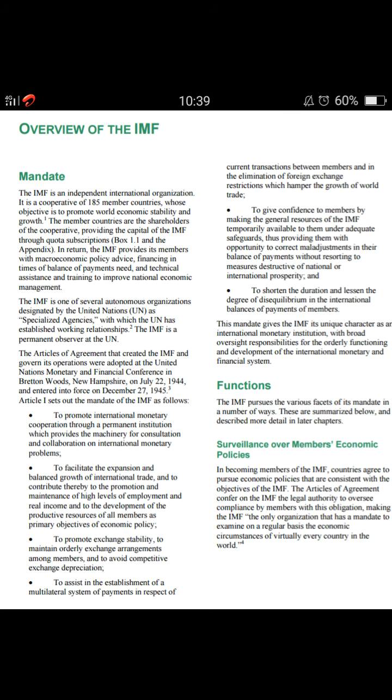It is permanently associated with United Nations and it is a permanent observer at UN. It is important to note down that it is created through Articles of Agreement in Bretton Woods, New Hampshire on July 22, 1944. It came in force on December 27, 1945.